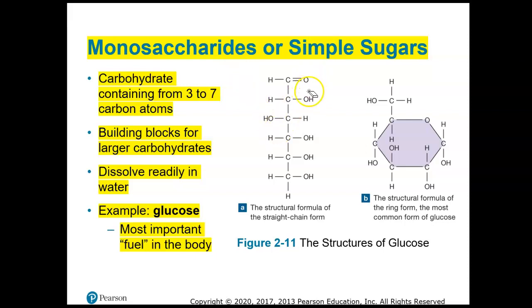And this is what they can look like in their structural formula, straight chain form, but they're actually shaped in reality like a hexagon. So this one is a sugar called glucose. You can count, there are 6 carbons, and there would be 12 hydrogen atoms and 6 oxygen atoms. So an example of a monosaccharide is glucose.